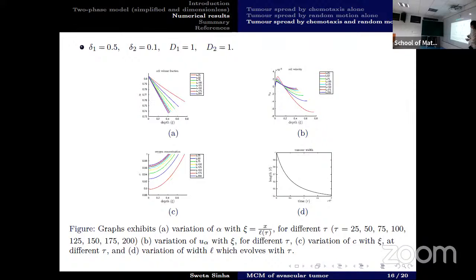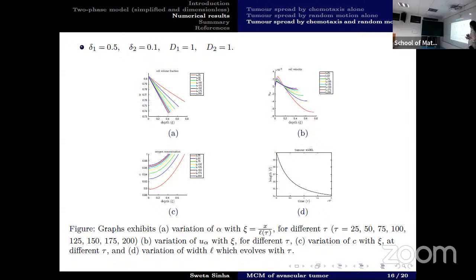Now, if we vary, we see that delta 1 is 0.1, delta 2 is 0.2, D1 is 1, D2 is 1. Then we see the opposite effect: the tumor is contracting, the volume fraction is maximum in the inner region, and at the boundary the tumor is sparsely populated. The velocity is given accordingly, and you can see that the length of the tumor is decreasing.